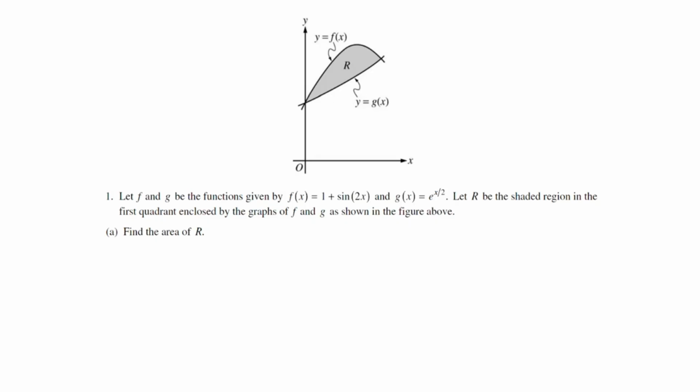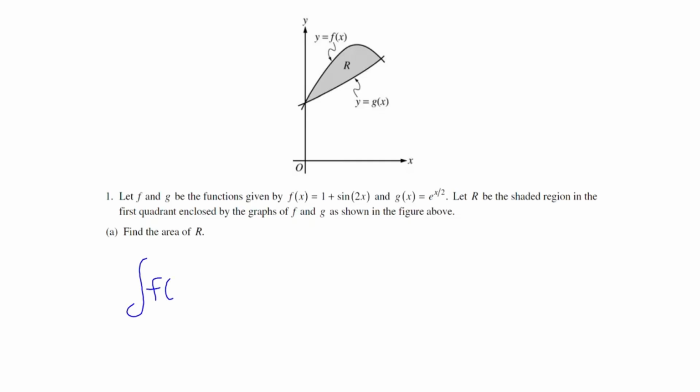All right, this is question number 1 from the 2005 Form B AP Calculus AB exam. It's a calculator question, and it's an area and volume one. So we've got two functions, f and g. F is 1 plus sine 2x, and g is e to the x over 2. And R is the region in the first quadrant between them. And so we want to find the area of R. So in order to do that, we just have to integrate the upper function minus the lower function.